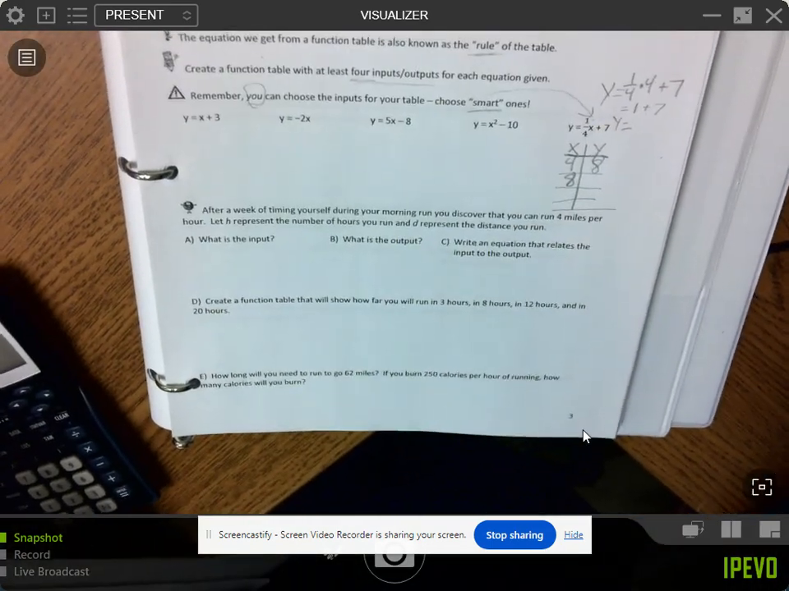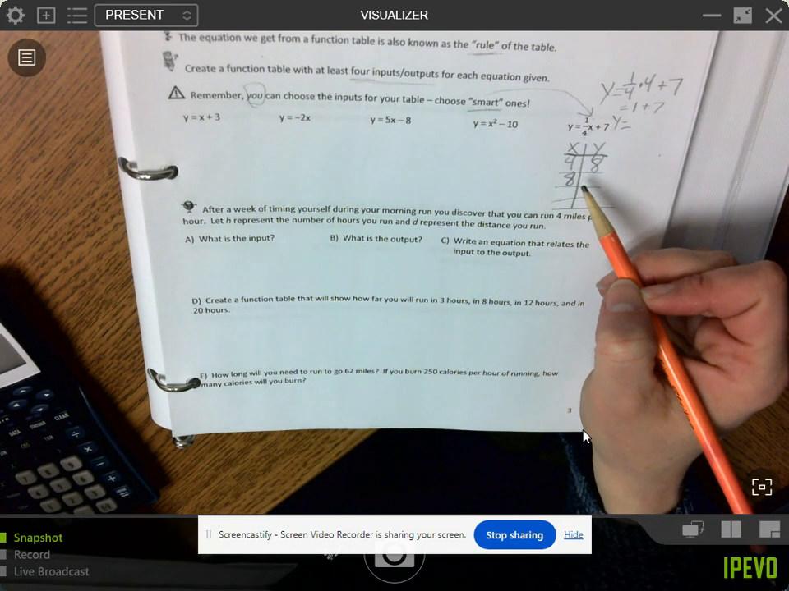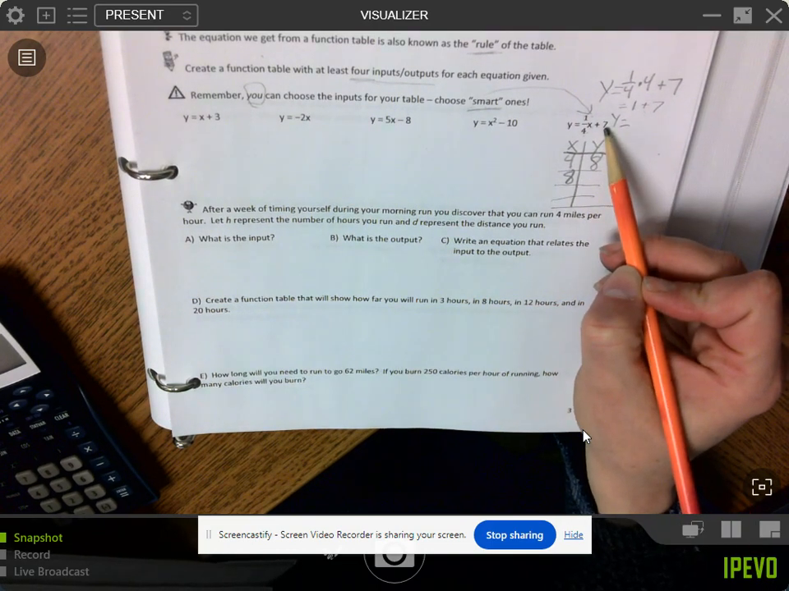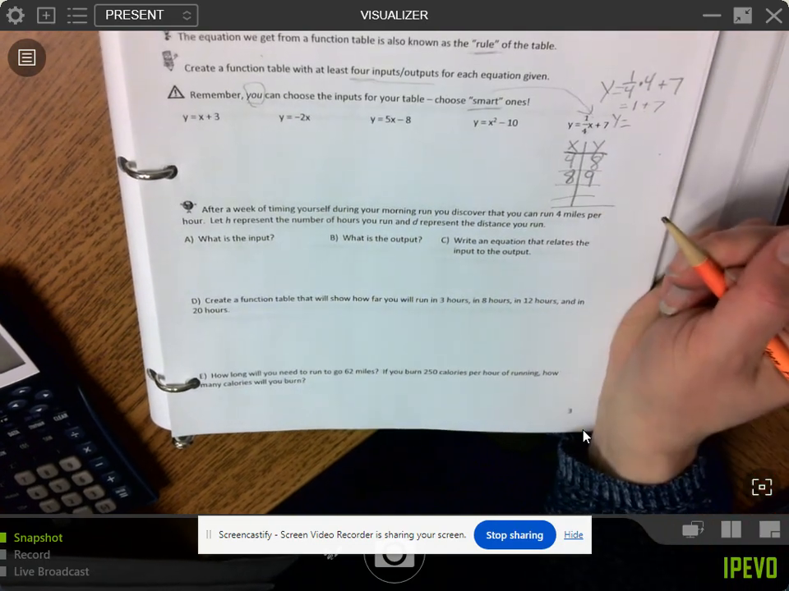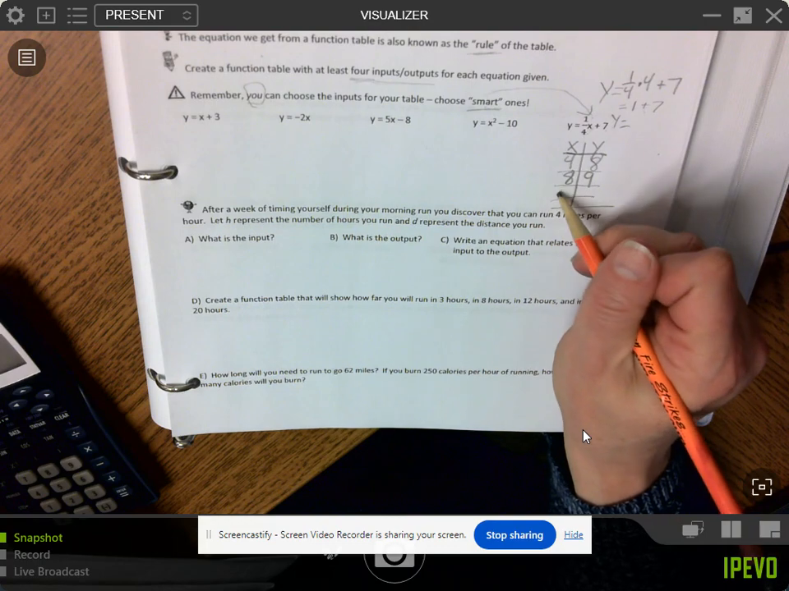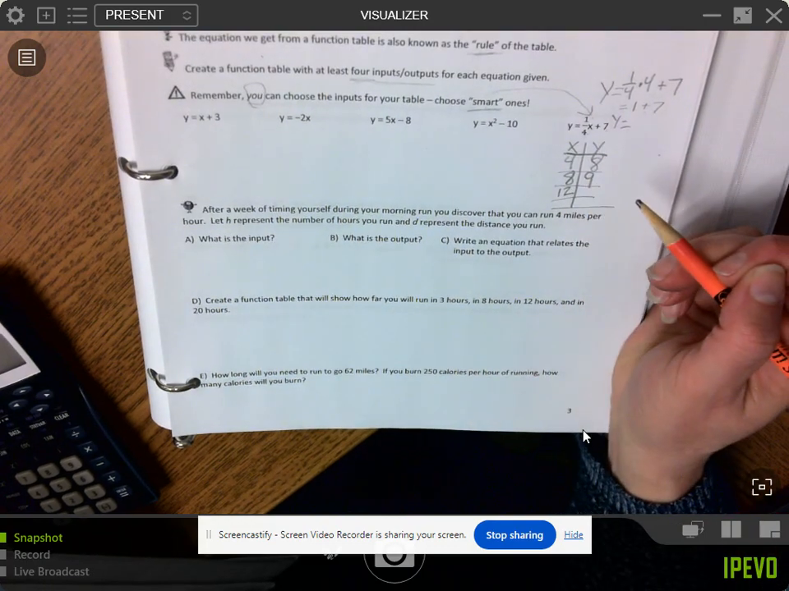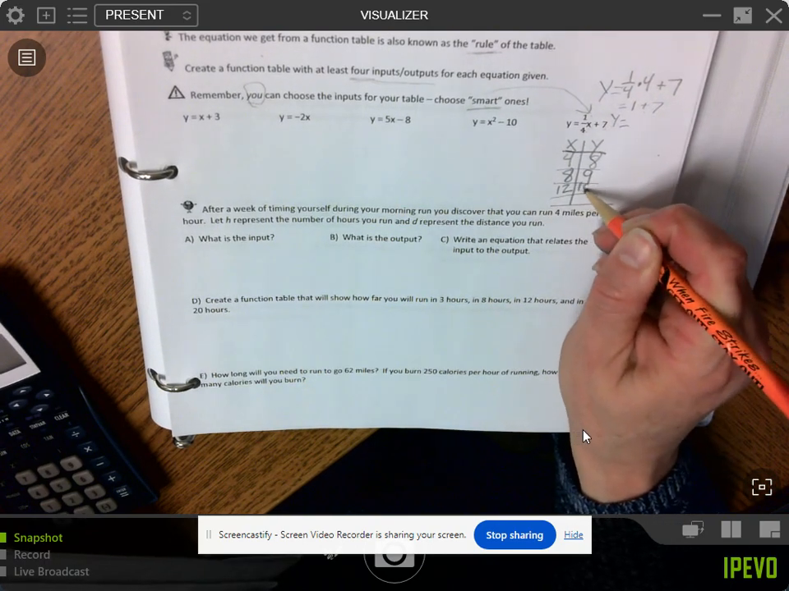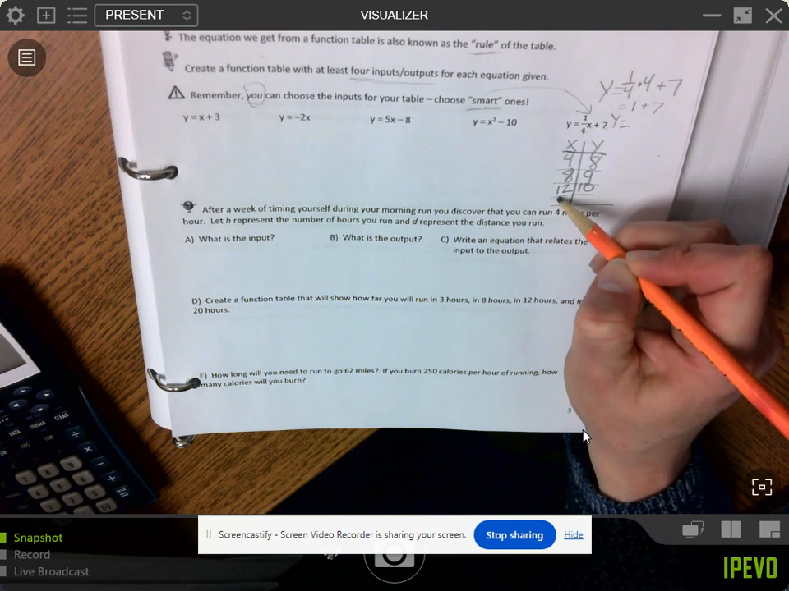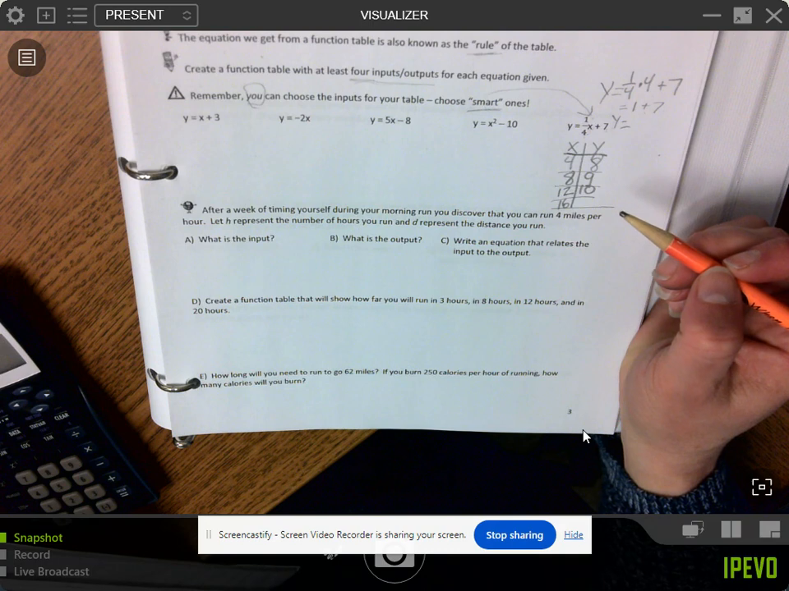You guys got to let me know when I have to move up. 1/4 times 8 is what? 2. 2 plus 7 is what? 9. So now I have my next one. I would do my next multiple of 4. 1/4 times 12 is what? 3 plus 7? And then my next input I would put is 16. 16 times 1/4 is what? What's 4 plus 7?